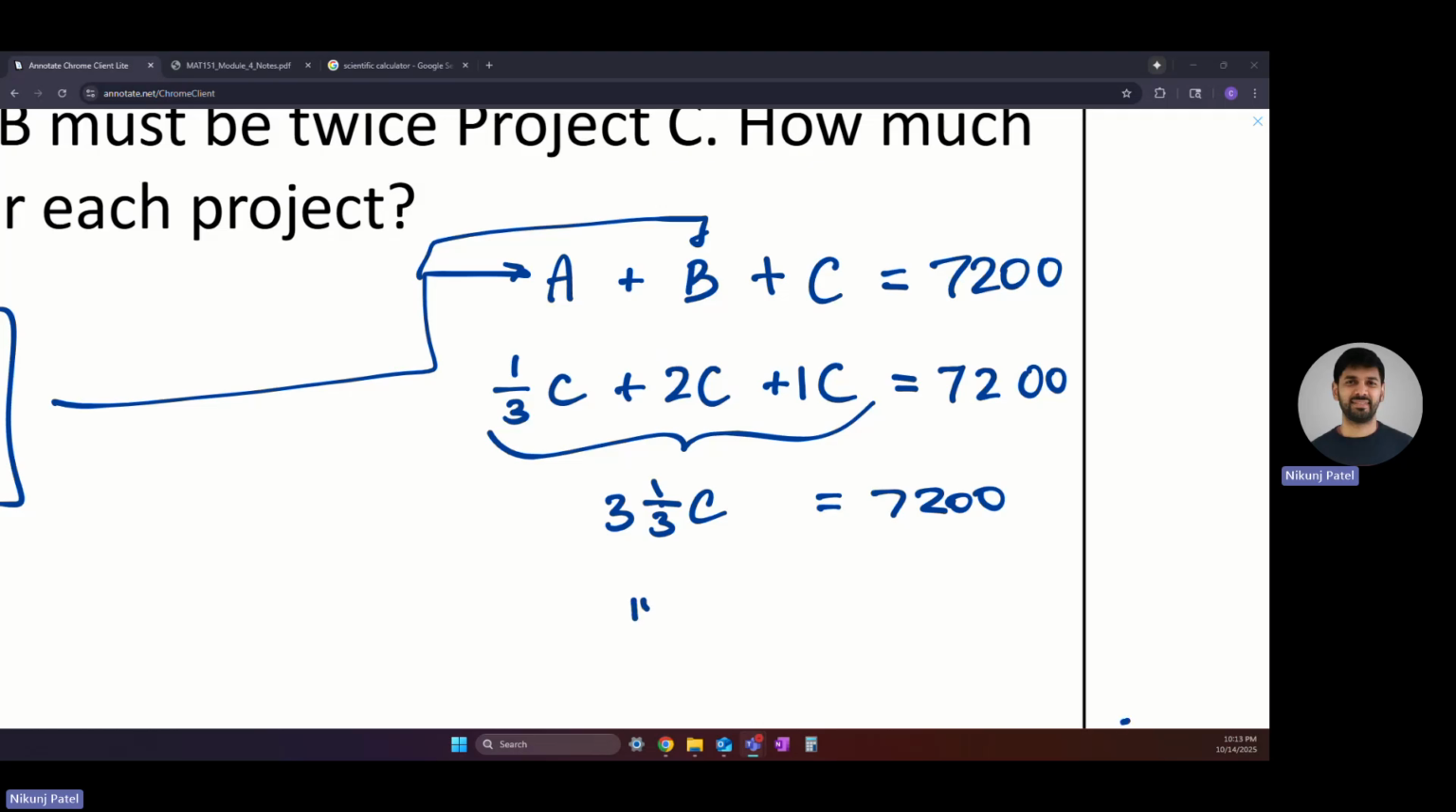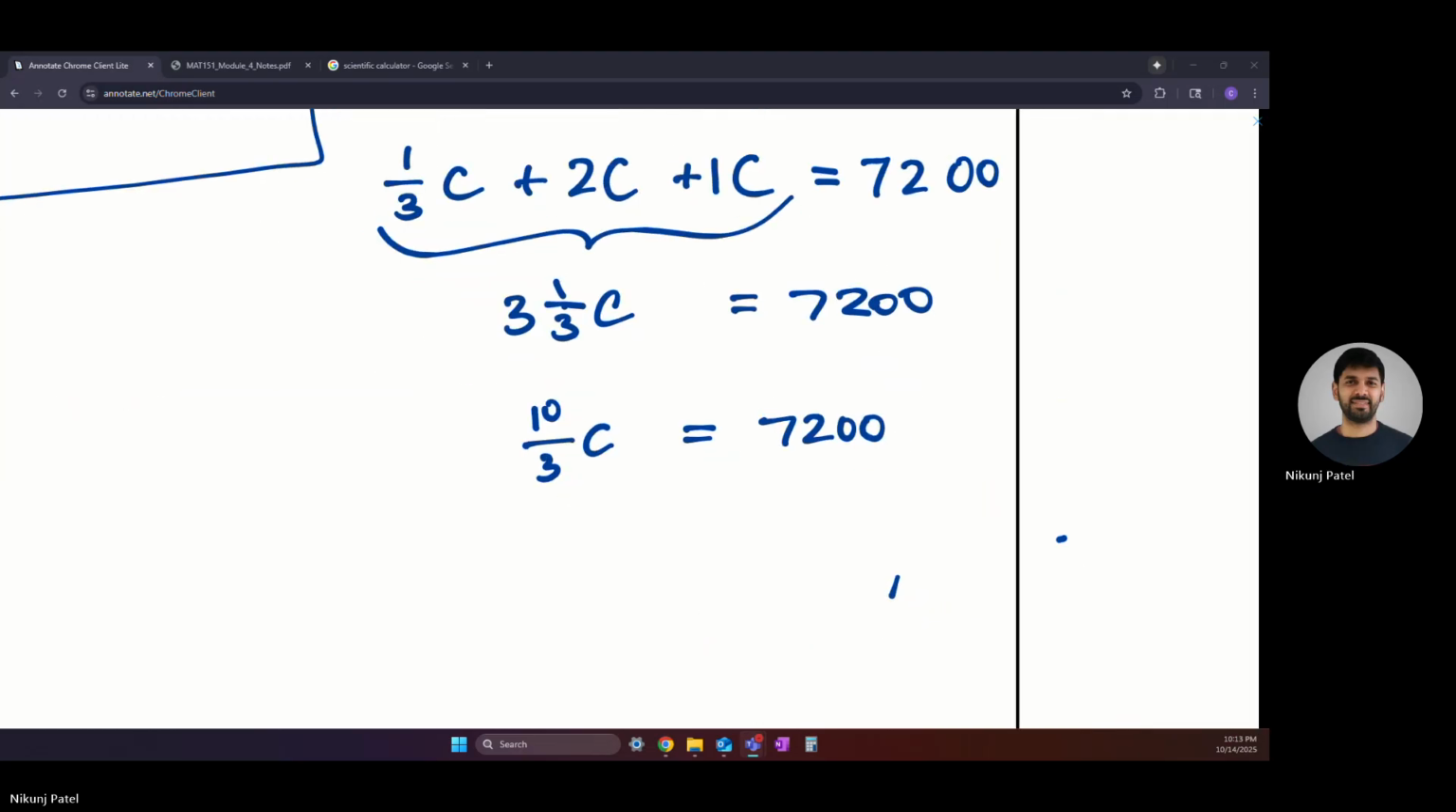Well, I don't really like this mixed fraction here, mixed number. So I'm going to change it to 10/3 C because I want to figure out what's C. So to do that, we would multiply by 3 and then divide by 10 over. And when we do that, we get C equals 7,200 multiplied by 3 over 10. It's really just flipping this fraction and multiplying it over here. When you do that, you get the amount for project C was 2,160.